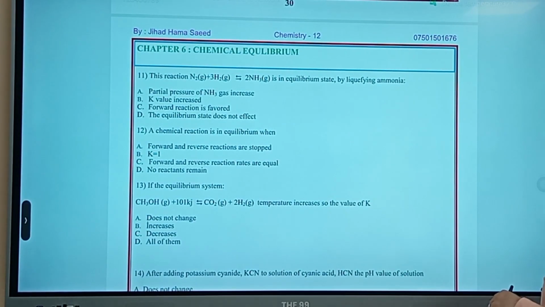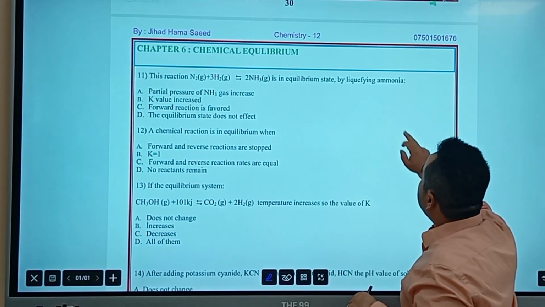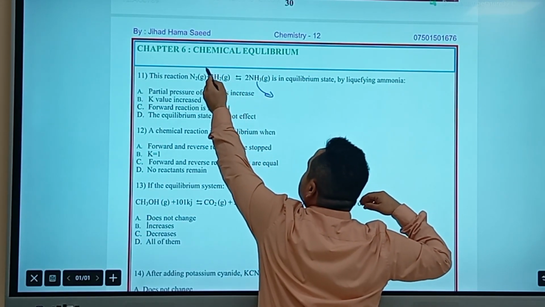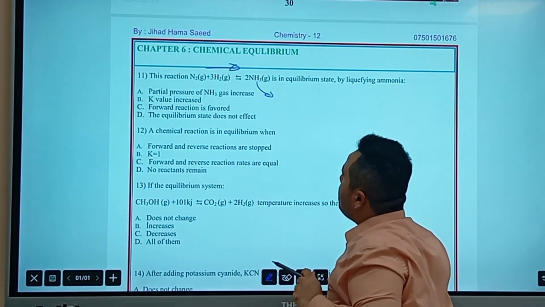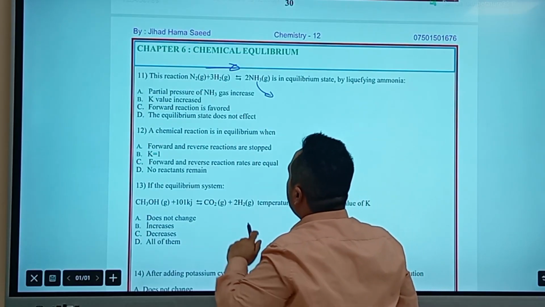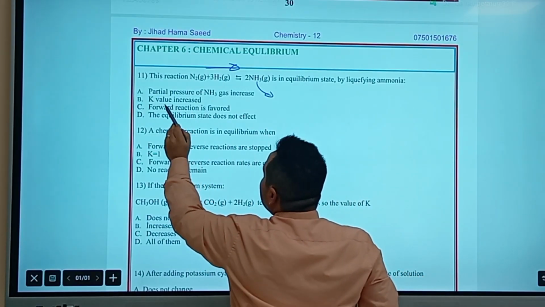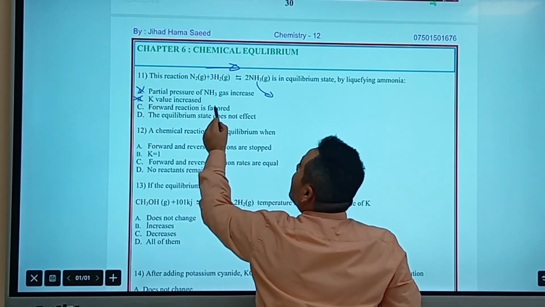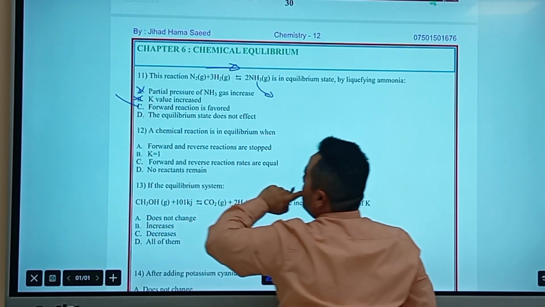This reaction, again, is given by liquefying ammonia. Guys, liquefying ammonia means removal of ammonia, so the shift is in the forward direction. Does the partial pressure of ammonia gas increase? No. Does the K value increase? No. Is the forward reaction favored? Yes.